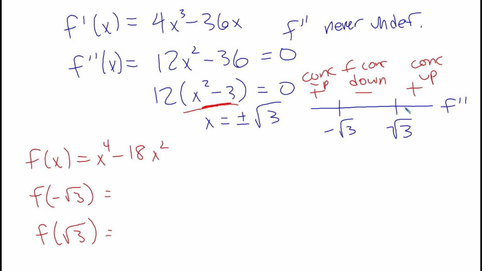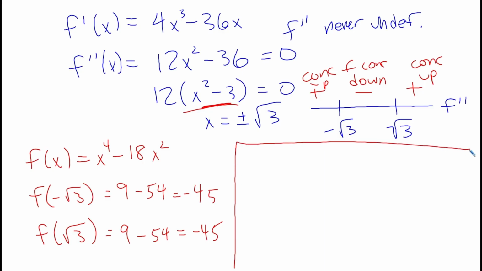So negative root 3 or positive root 3 to the 4th power is just going to be 9. So it's 9, and then minus 18 times x squared, where root 3 squared, or negative root 3 squared, is 3. So 18 times 3, right? 18 times 3 is 54. So 9 minus 54 is going to give us negative 45 for both of those. And so now we should be able to write out all of our information here.